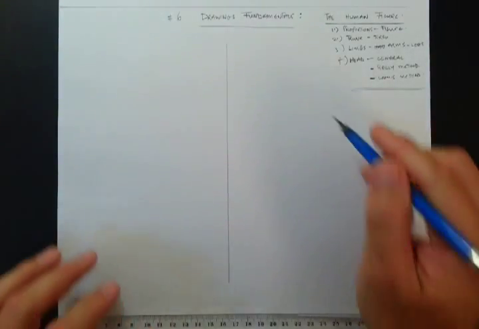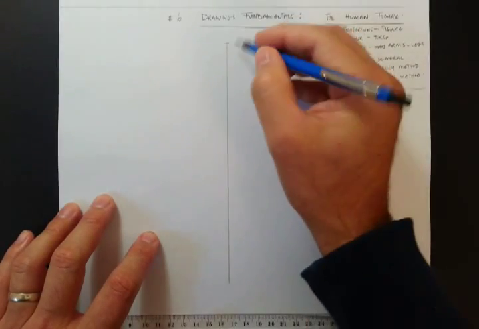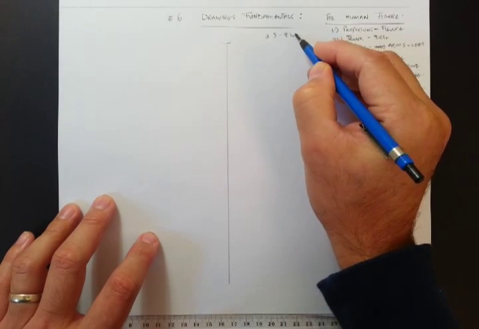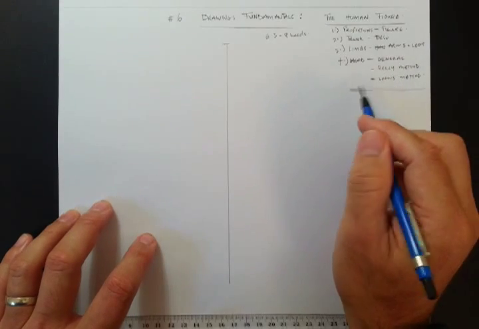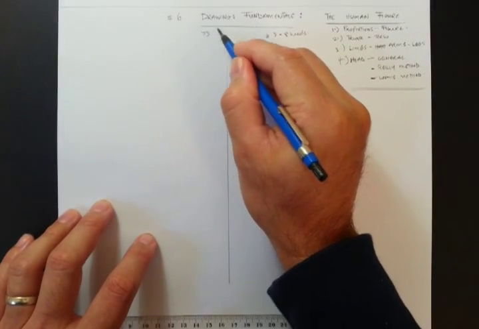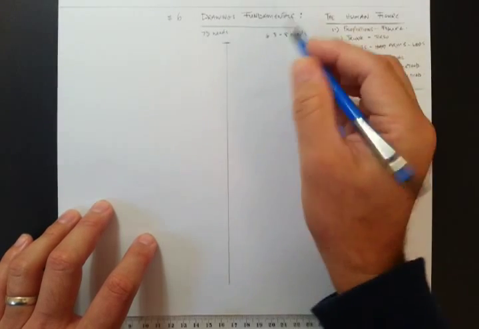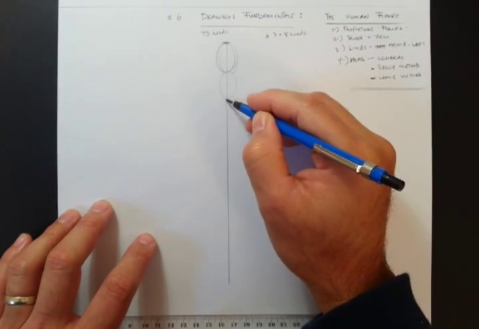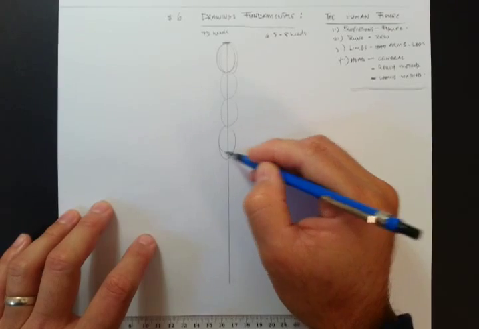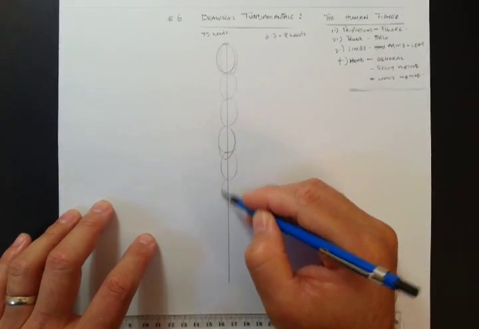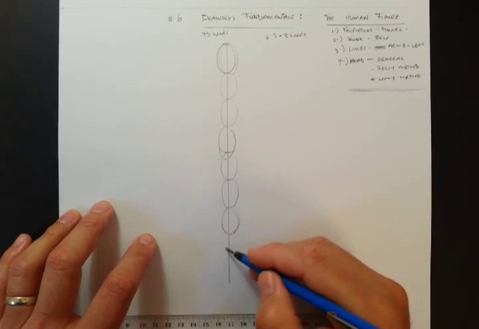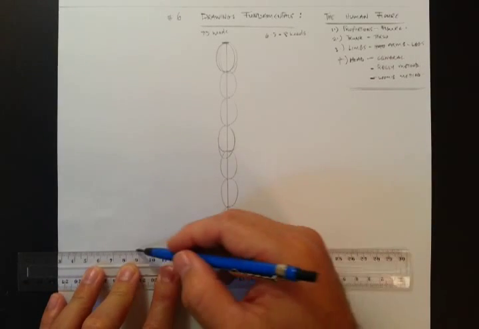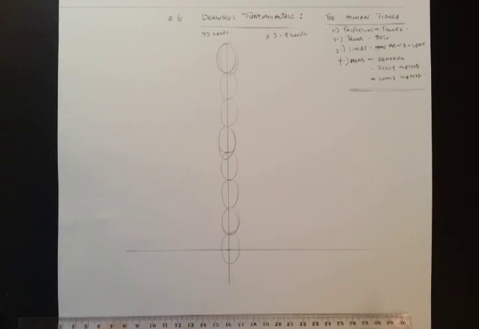Now the human figure is anywhere from about 6.5 to about 8 heads tall. On average, a person is about 7.5 heads tall, so we'll be drawing an average person here. We'll just draw a head in there. So that's 1 head, 2 heads, 3 heads, 4 heads, 5, 6, 7, and a half. Okay, so that's the floor. 7.5 heads tall.